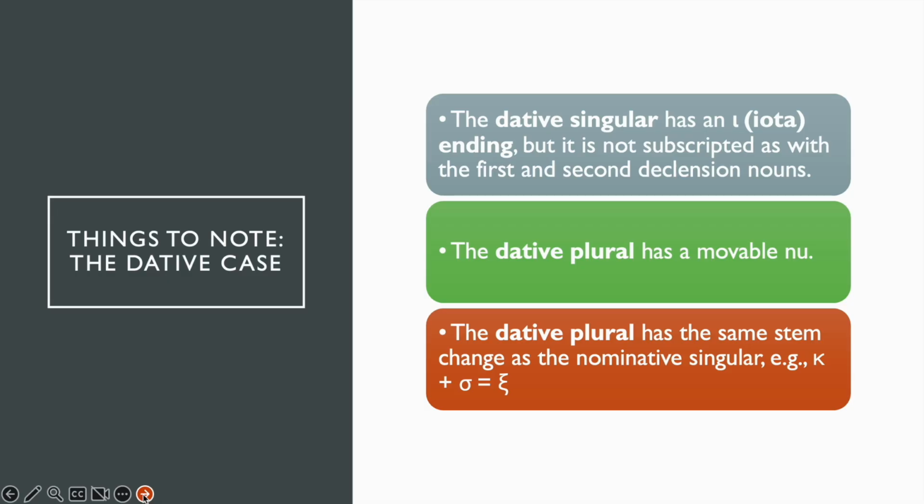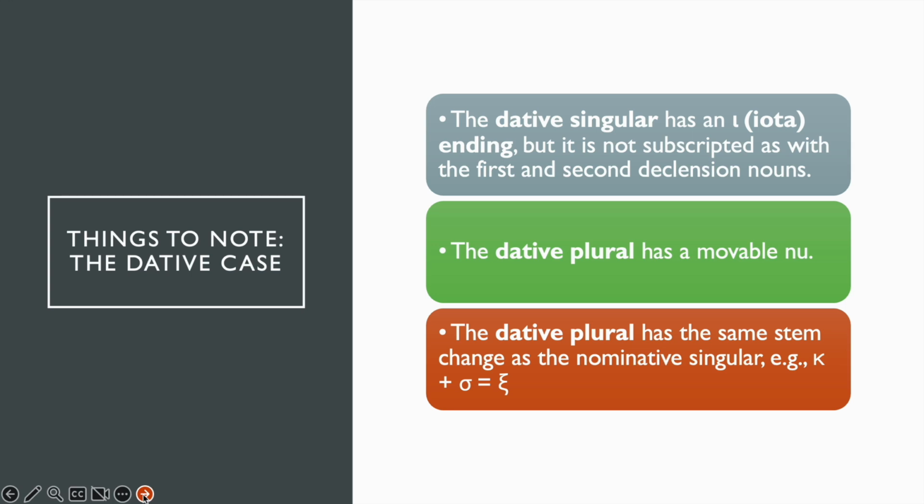So just some things to note. The dative singular has an iota throughout all the declensions we've seen, first, second, and third. The only difference is, unlike the first and second, which subscript the iota, in the dative singular, the iota sticks alongside of the stem. Also to note, the dative plural has a movable nu. So sometimes you'll see sarxin, sometimes you'll see sarxi. And also, the dative plural has the same stem change as we saw in the nominative singular.